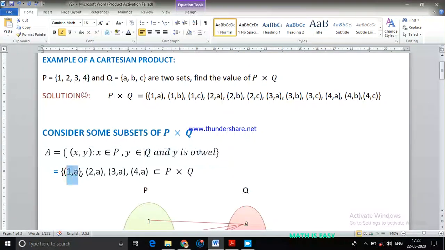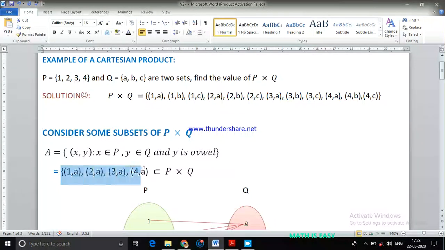So you see the representation of the set. X belongs to P means the elements of P are 1, 2, 3, 4, and Y is an element of Q, and Y must be a vowel. In A, B, C, what are the vowels we have? Only A is the vowel. So that's why the combinations 1A, then 2A, then 3A, and then 4A.